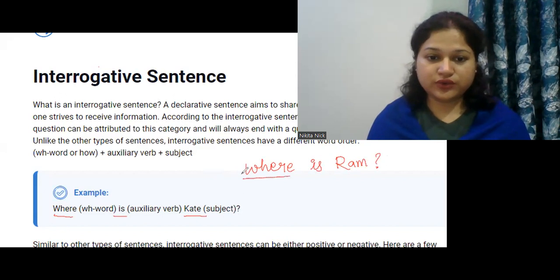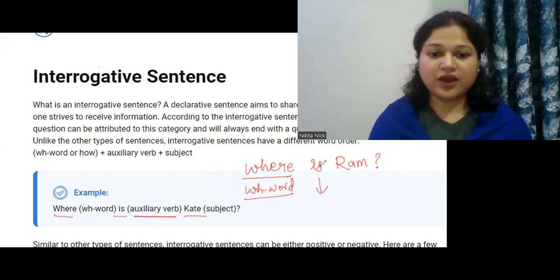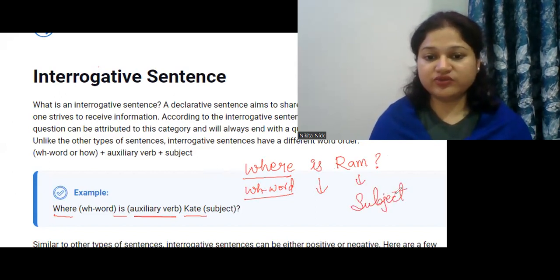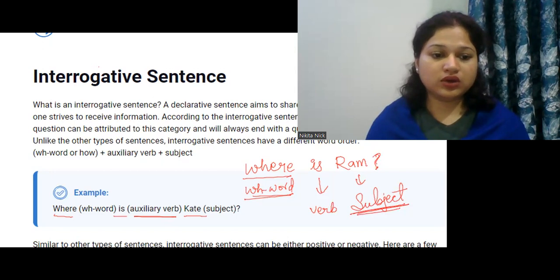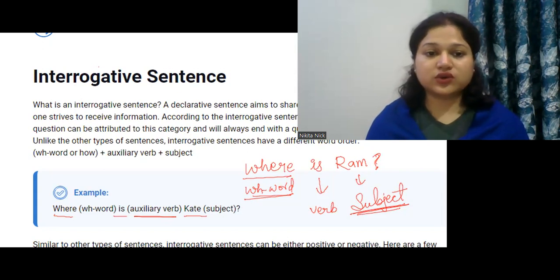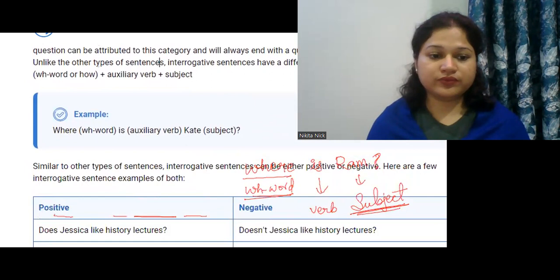So what are you using? You're using WH word. So your first order would be WH word, and then your second order would be auxiliary verb, and then your third order would be subject. So in interrogative sentence, you're using subject at the end of the sentence. So this is the word order, WH word, auxiliary verb, and then subject, and then it ends with a question mark. Okay. So similar to types of sentence, interrogative sentences can be either positive or negative. So how? See a few examples.